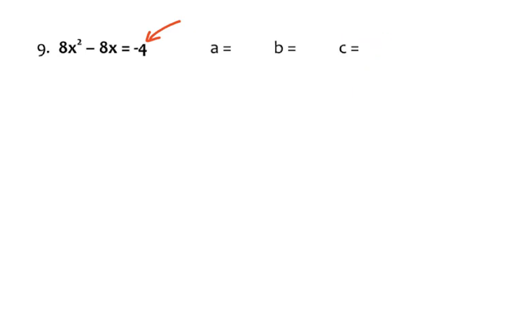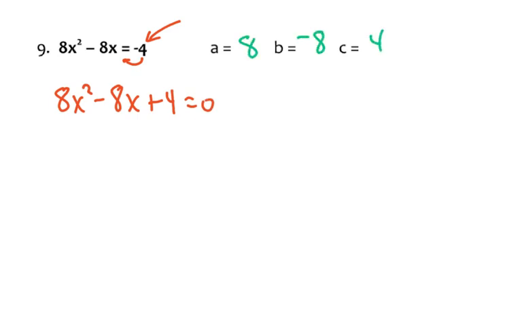So the first thing you need to do is move that to the other side. So we're going to have 8x squared minus 8x plus 4 equals 0. Now you can identify your A, B, and C. Do not identify them until you've got it equal to 0. So go ahead and pause, take it through this one. You're going to have imaginary solutions. I'll just give you that heads up right there, and then just make sure that you've got it simplified at the end.